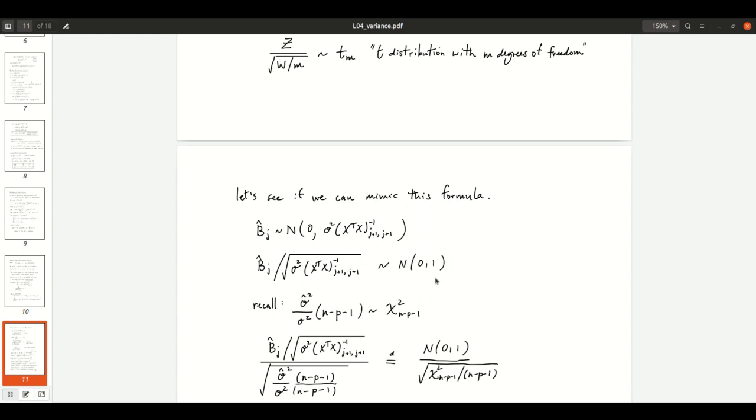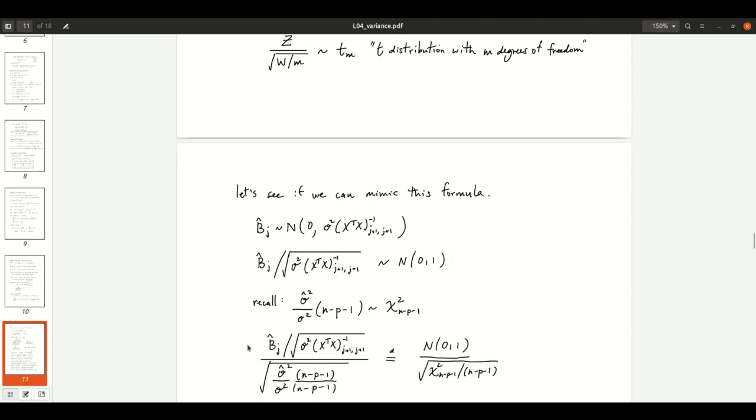This is just because if you take a normal with mean 0 and divide by its standard deviation, you'll automatically get a normal 0, 1. Okay, an additional piece of information. Remember from a couple of pages back that the random variable sigma hat squared divided by sigma squared, multiplied by its residual degrees of freedom, has a chi-squared distribution with n minus p minus 1 degrees of freedom.